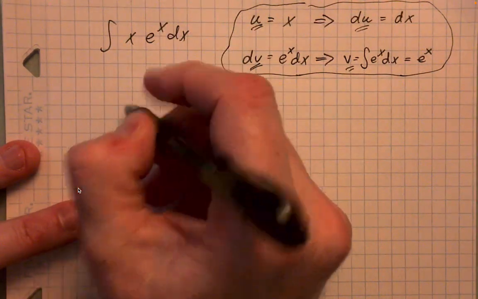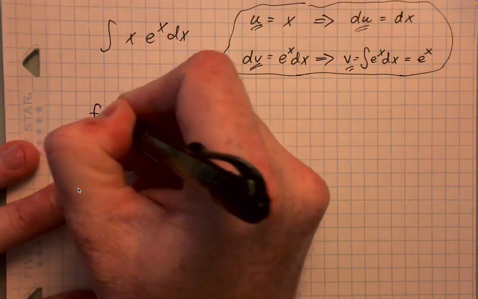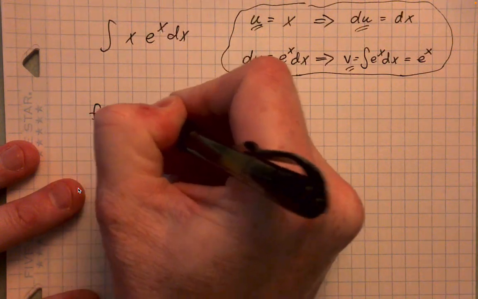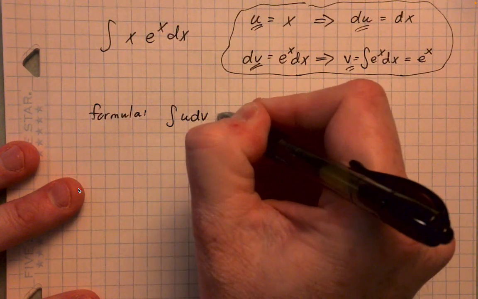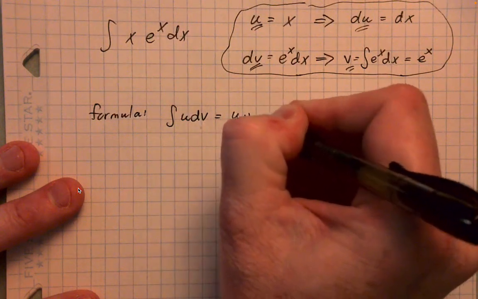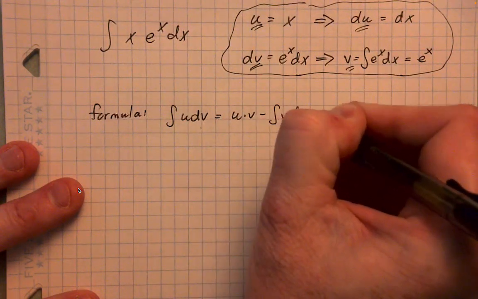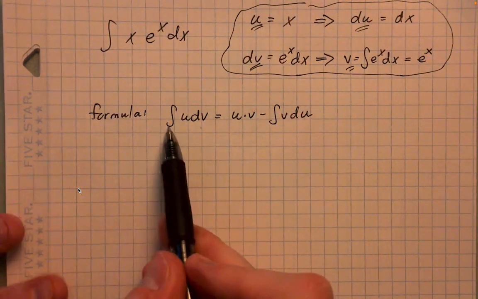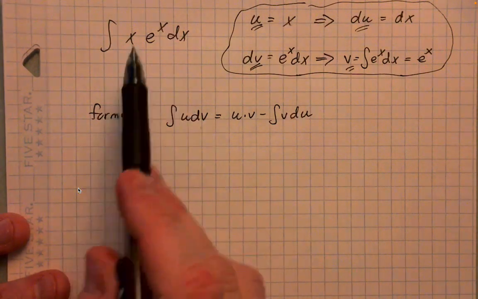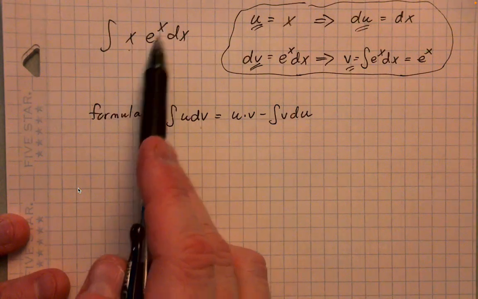Right, so remember the formula for integration by parts is the integral of u dv is equal to u times v minus the integral of v du. Okay, so let's plug all these pieces in here. So obviously the integral of u dv, that's what we started with. This is the u, and this is the dv.